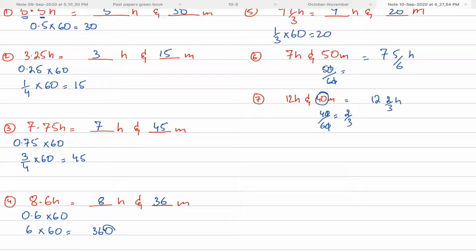Or if you want to write this as an improper fraction, that's going to be equal to 12 times 3, which is 36. 36 plus 2 is equal to 38, so 38 upon 3 hours. So this is how you can convert hours from fraction or from decimal to hours and minutes separately.